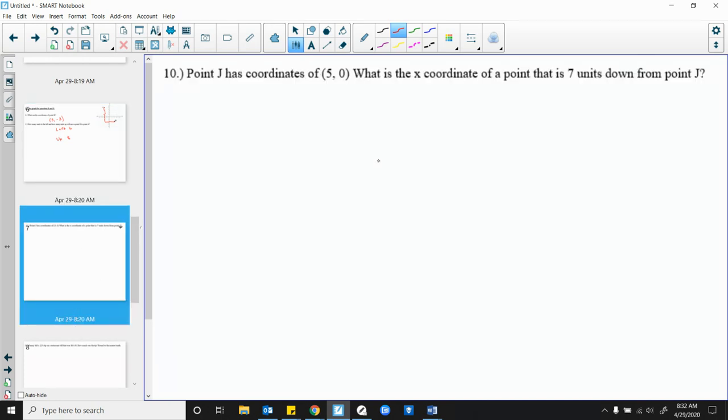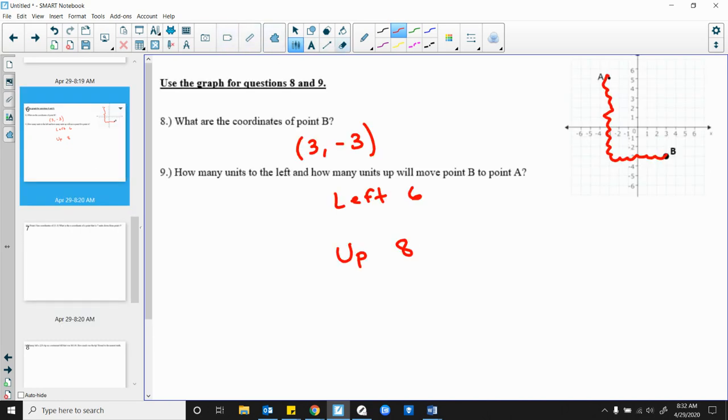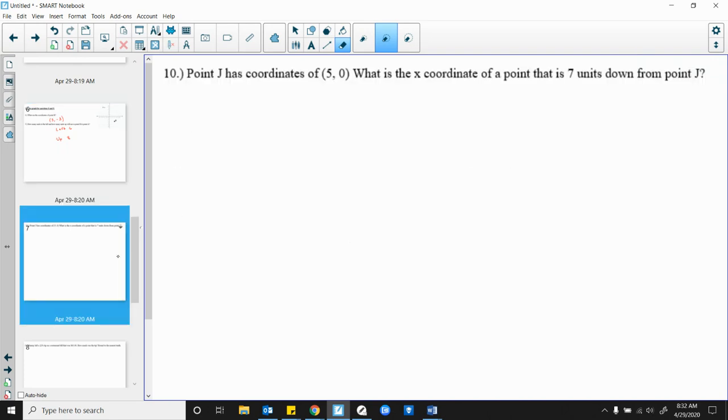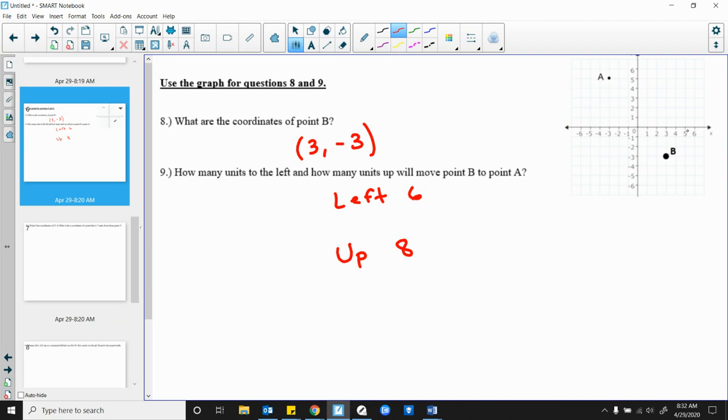Point J has coordinates of 5, 0. Okay. So I'm going to go ahead and graph them on this other page over here, just so we have them. Okay. Point J has coordinates of 5, 0. So let's go ahead here and put a J at 5, 0.